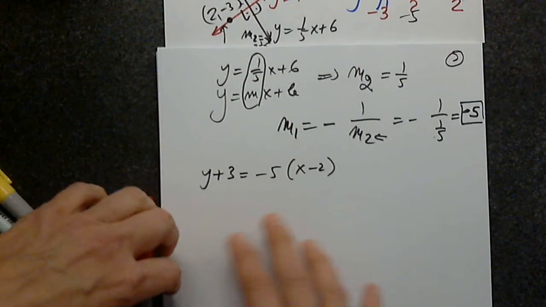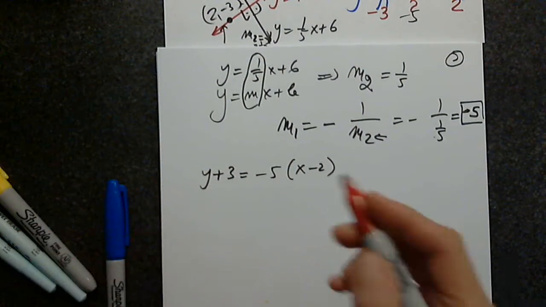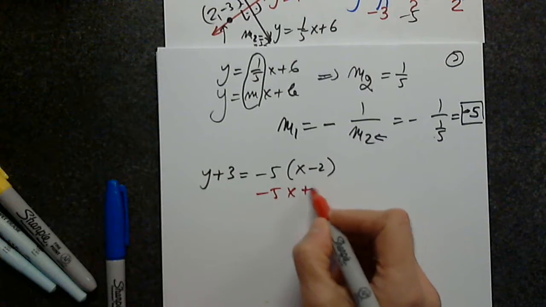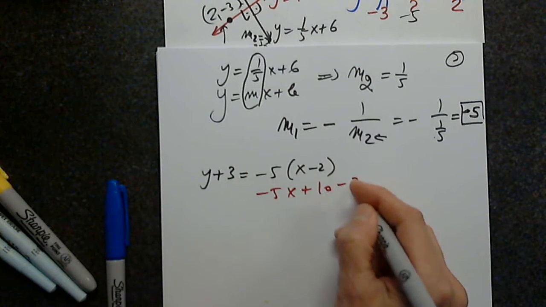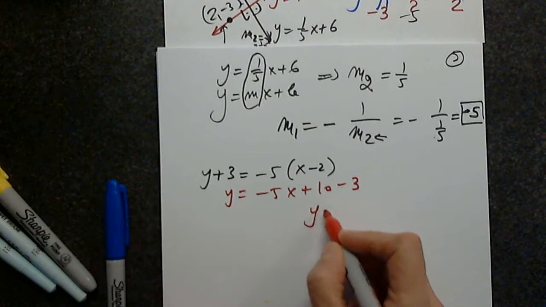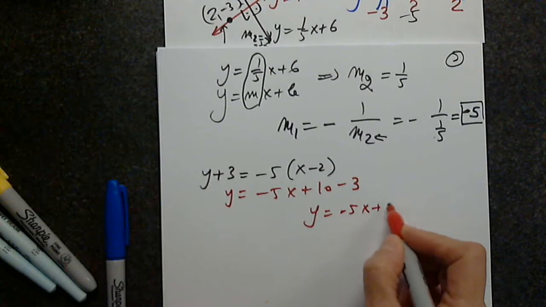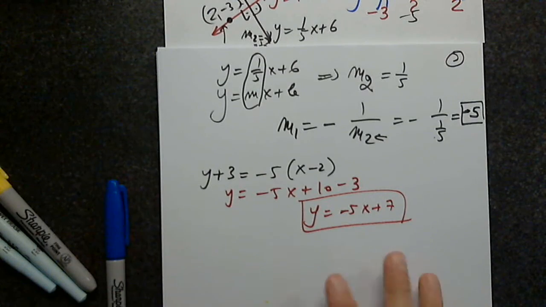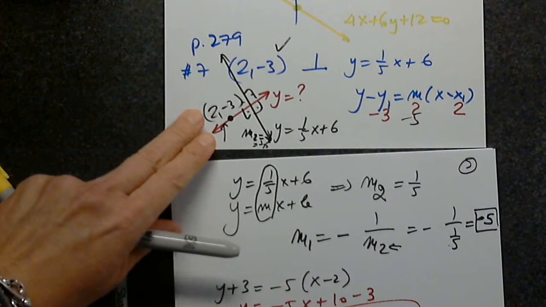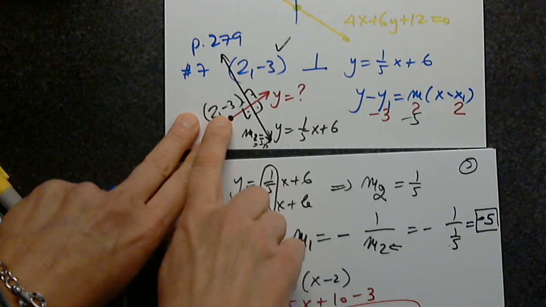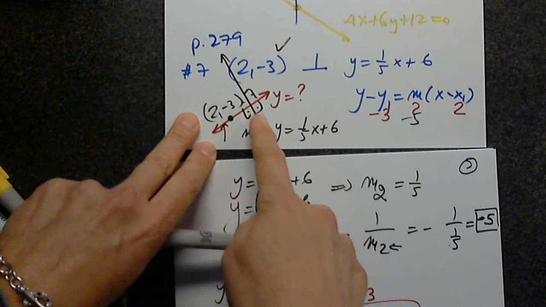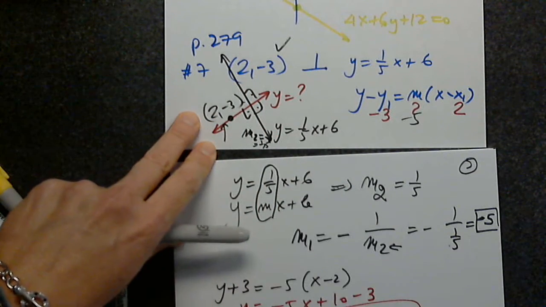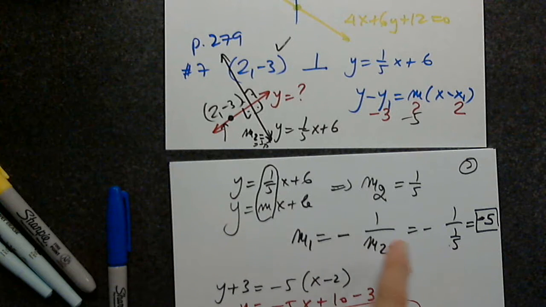Okay, so then I put all the information in. So then I have negative 5x plus 10, and then I have to subtract 3. So this is y equals negative 5x plus 7. So what does this equation represent? It's the equation of the line that passes through the given point and is perpendicular to the given line. And you notice that this one has slope 1/5, and this one has slope negative 5.